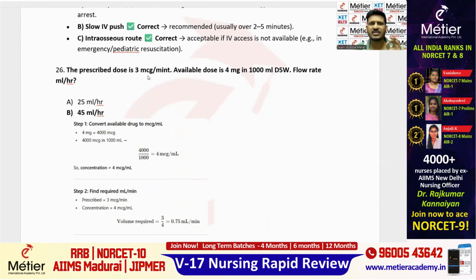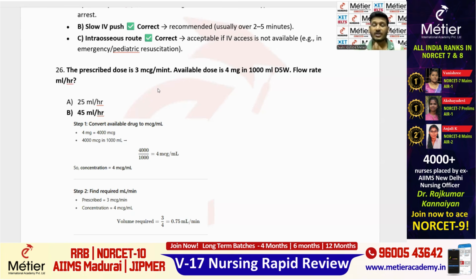The prescribed dose is 3 microgram per minute. 3 microgram per minute is the prescribed doctor order. Available dose is 4 mg. It is present in 4 mg in 1000 ml D5. They are asking the flow rate in ml per hour. Okay. So if you are getting this type of question, if they are asking in microgram and the available dose is present in mg, that is milligram.